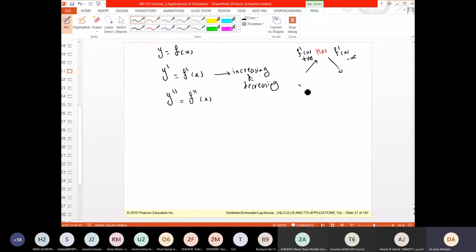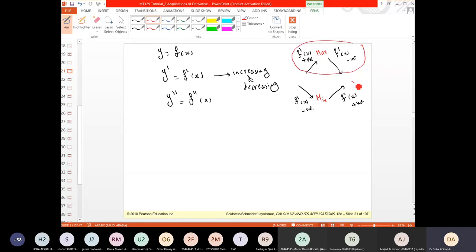If the f dash changes from being negative, it means it was negative at the beginning, so it is decreasing, and it changed to be positive, so f dash of x is a positive number, then I say that I have a minimum point. You remember this? So we study the sign of f dash x to know if I have a minimum, maximum, increasing, or decreasing in my curve.